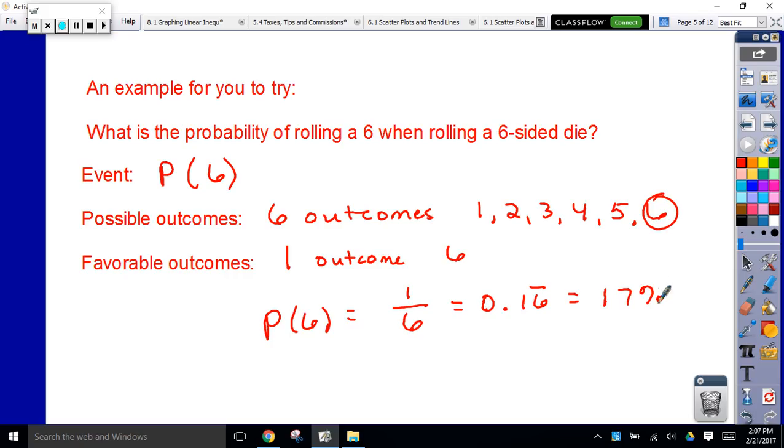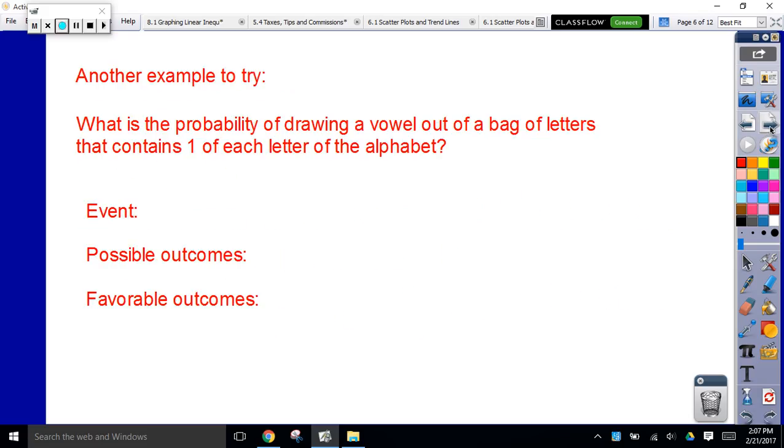Okay, let's look at the next one. This one says, what is the probability of drawing a vowel out of a bag of letters that contains one of each letter of the alphabet? So how would I write the event? The letter P, what would I put in there?